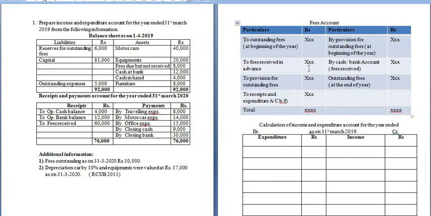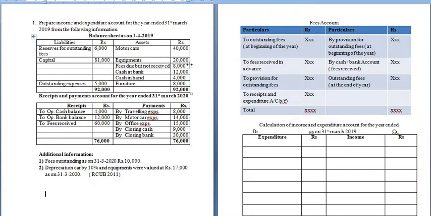First we have to prepare the fees account. This is the format already given in the last theoretical class. Let us start with the fees account. To outstanding fees at the beginning of the year. Outstanding fees at the beginning of the year means fees due but not received. Due is nothing but outstanding.